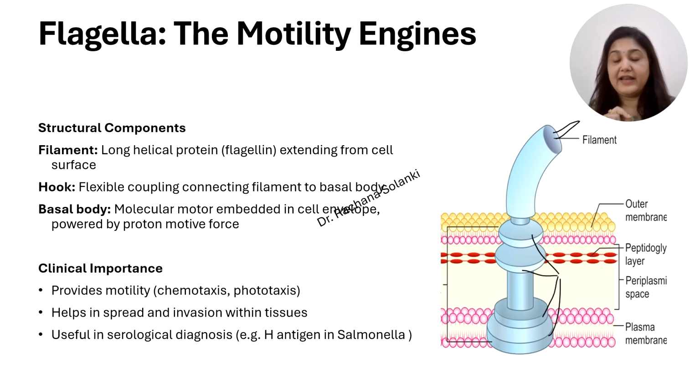Now flagella. Flagella is a whip-like structure and it is an organ of locomotion. It has three parts: filament, hook, and basal body. The filament is a long helical protein extending from the cell. The hook is a flexible component connecting the filament to the basal body, and the basal body is embedded in the cell envelope, powered by the proton motive force.